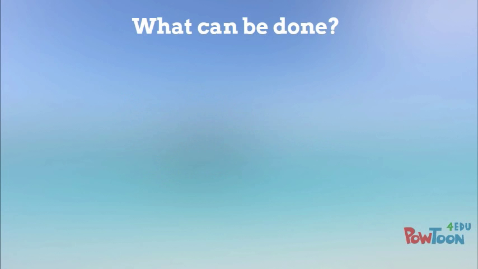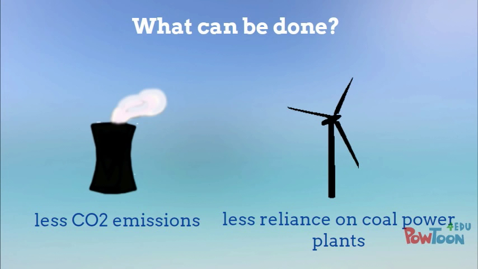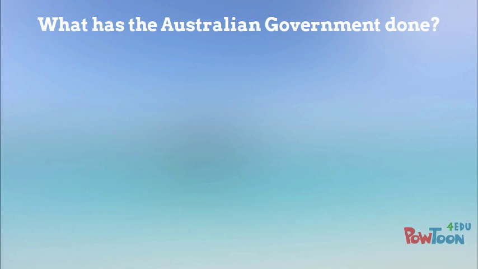Then there is the focus on designing power plants that emit less carbon dioxide into the atmosphere. This final option requires less reliance on coal power plants and more reliance on the use of nuclear power plants or wind turbines. What suite of things has the government done?